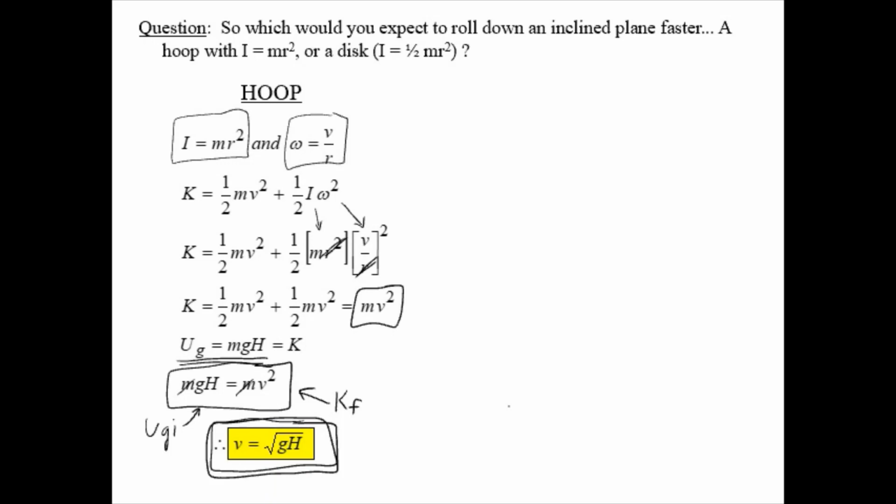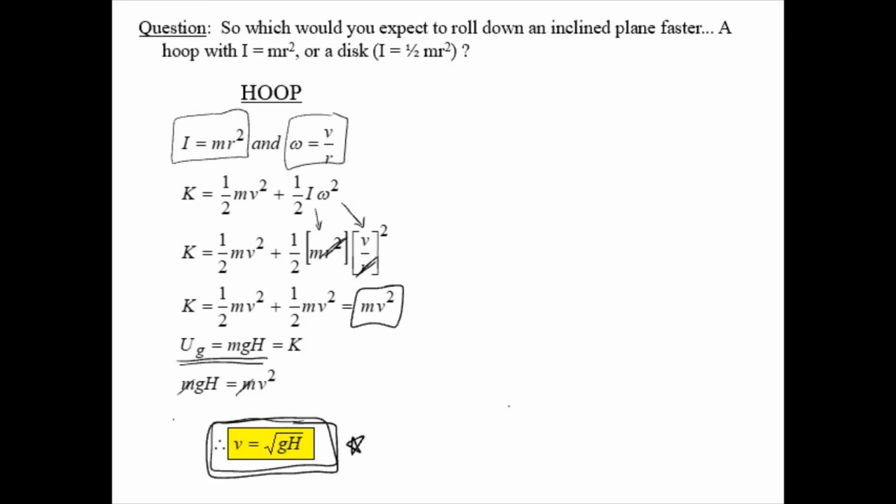And guess what? Any radius hoop with any mass will roll at a speed square root of gh at the bottom of the hill. That's what that means. The radius of the wheel and the mass of the wheel are independent. We get an answer: any hoop released from the top of a hill at height h will end up at the bottom of the hill moving at a speed square root of gh.